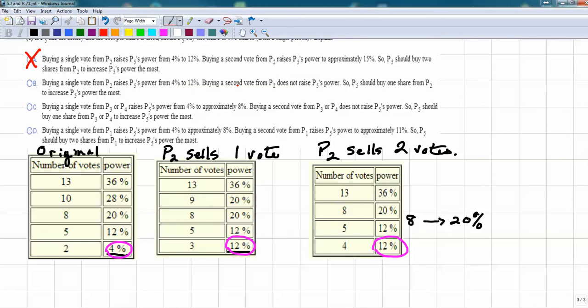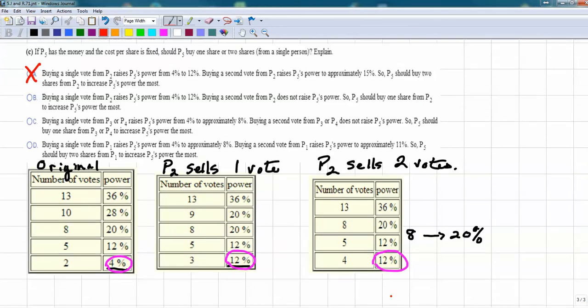All right, so now let's continue and look at this. Buying a single vote from P2 raises P5's power from 4% to 12%. And buying a second vote from P2 does not raise P5's power, so P5 should buy 1 share from P2 to increase P5's power the most. Since we've already talked about this, we know that this is the answer that's going to be true, because right here we go from 4% up to 12%, and it doesn't change.